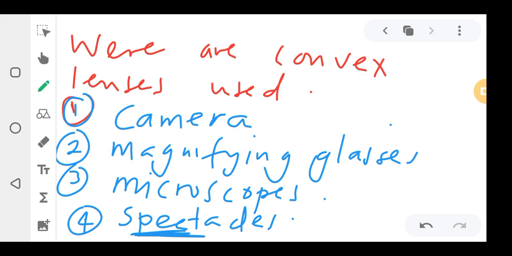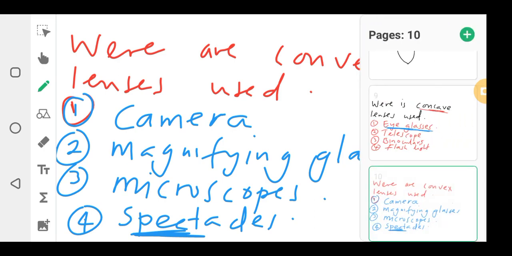Convex lenses make small images bigger. So when someone can't see and puts on spectacles, it magnifies. That's why they are also used in microscopes and magnifying lenses. So basically, that's a bit on that.